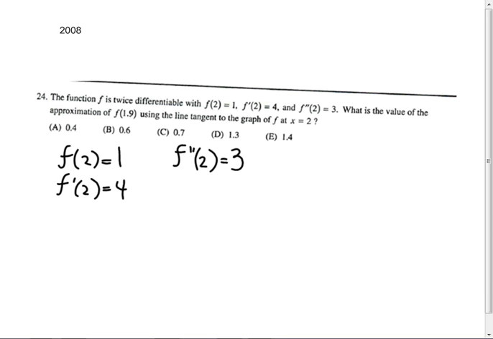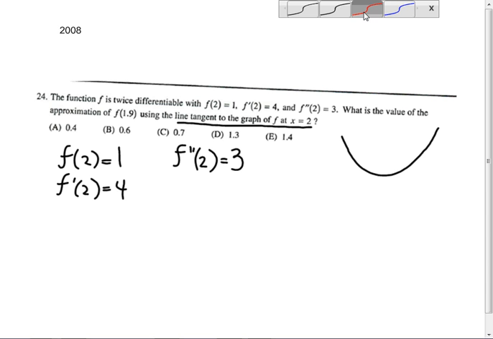I guess if I want to draw a picture, it kind of is nice to have it. What's the value of the approximation of f of 1.9 using the line tangent to the graph at x equals 2? A lot of you are visual learners. You want to see the picture. I know it's concave up because the second derivative is positive. Okay, you guys ready? So I'm going to draw the tangent line. I don't know what it looks like, really. Although the slope is positive.